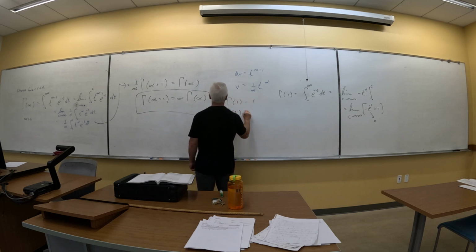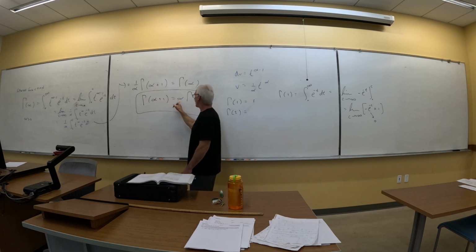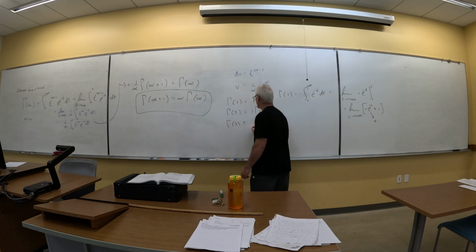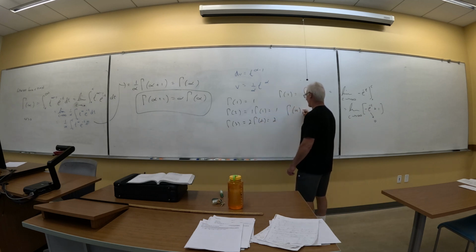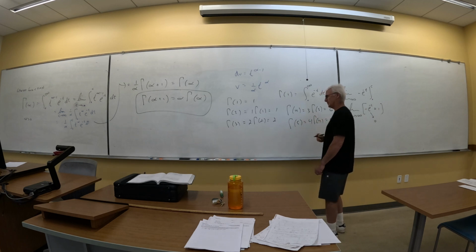Well, what's gamma of 2? Careful. That means alpha is 1. So gamma of 2 will be 1 times gamma of 1, which is still 1. But then what's gamma of 3? Well, that will be 2 times gamma of 2, which is 2. What's gamma of 4? That's 3 times gamma of 3, which now gives me 6. I'll do one more. What's gamma of 5? Well, that's 4 times gamma of 4, which is 4 factorial.